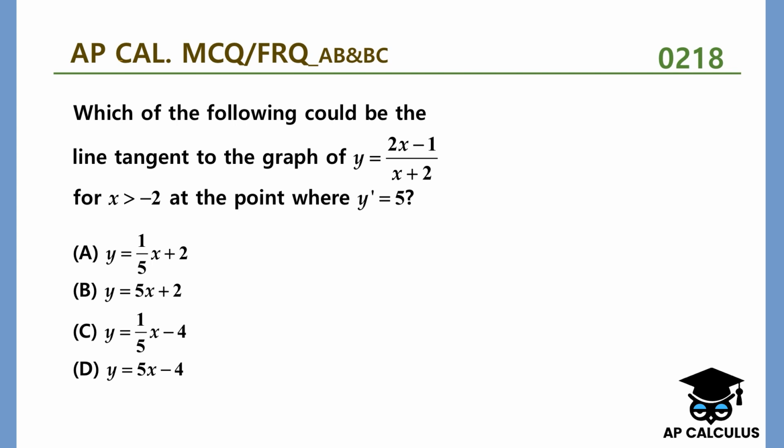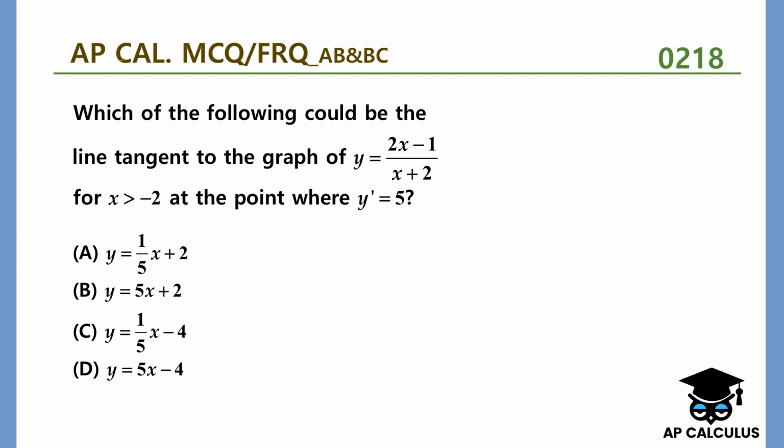Question 218. Which of the following could be line tangent to the graph of y for x greater than negative 2 at the point where y prime is equal to 5? Okay, so we are going to find the equation of line tangent to this curve, right? But we know that y prime, the slope of tangent line, is equal to 5, right? So the line that we are looking for has a slope 5. So the answer must be either B or D, right?